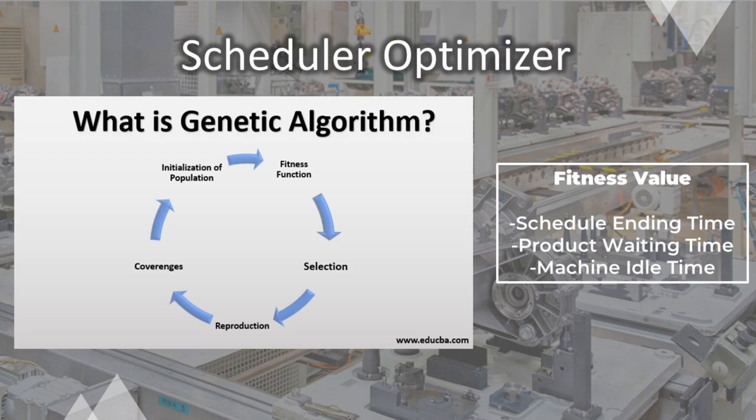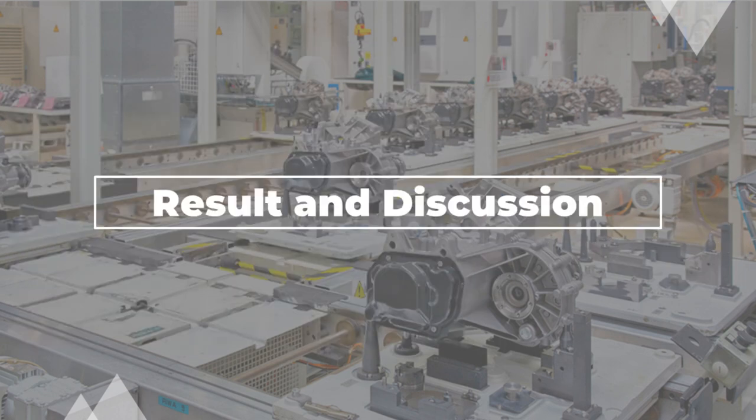For the optimization part, I will be using a normal genetic algorithm to optimize the first-come, first-serve schedule. The fitness score of this genetic algorithm will be evaluated using schedule ending time, product waiting time, and machine idle time. Result and discussion. The front page functionality will be demonstrated. Then, the optimized schedule and the non-optimized schedule will be compared.